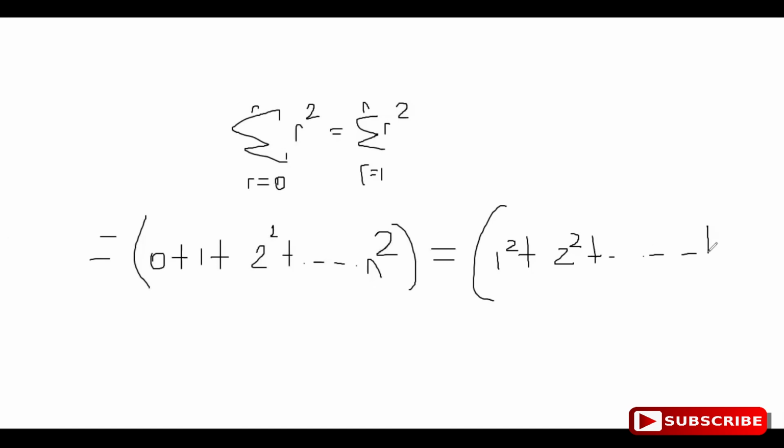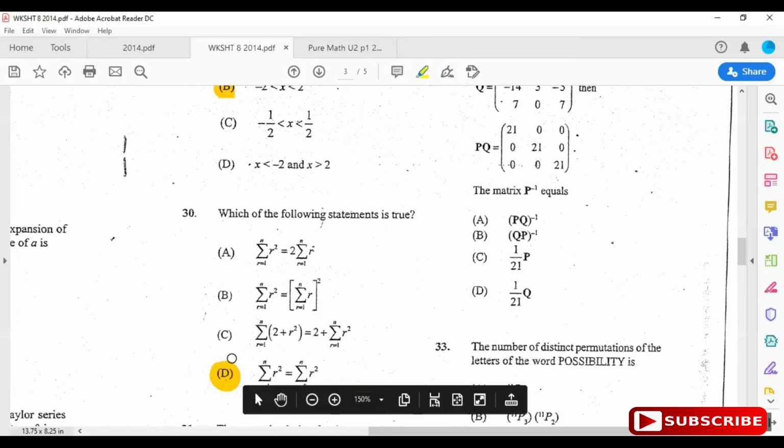I never thought about it that way. So the 0 doesn't change the value. Just think about it naturally. The sum from 1 to 5 is 1 plus 2 plus 3 plus 4 plus 5, but the sum from 0 to 5 is the same thing. So that's the trick right there. All right, so it is D. Easy question.